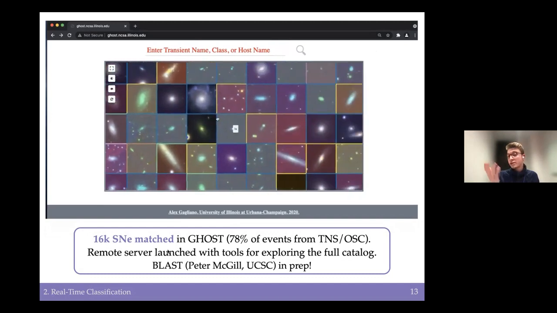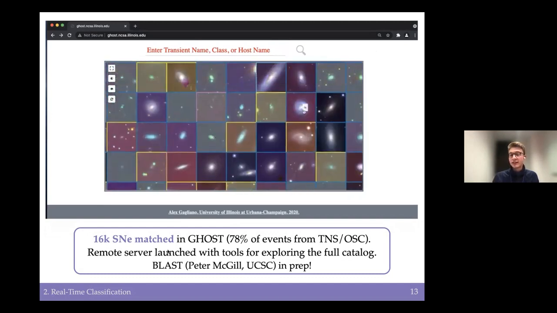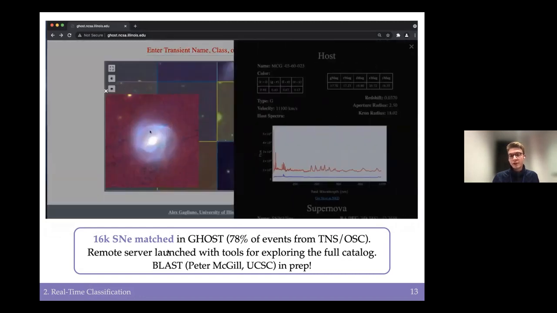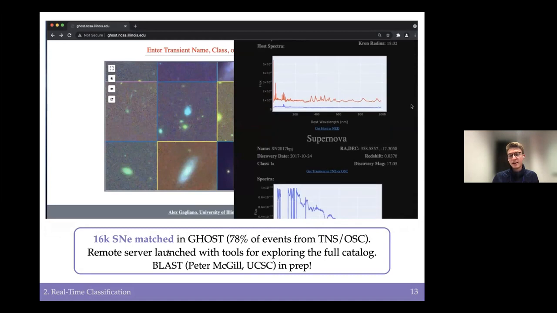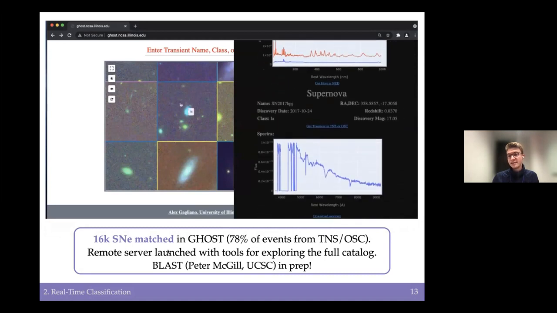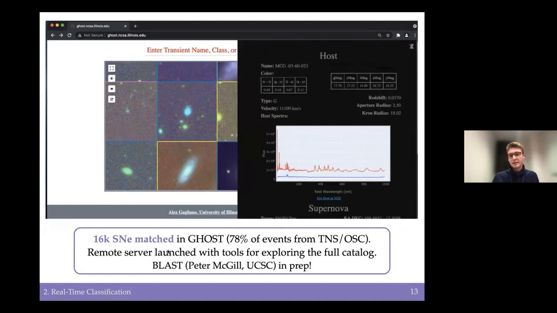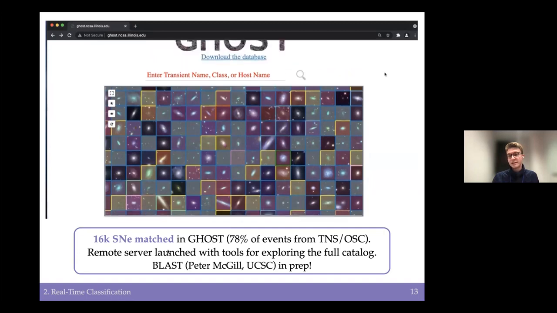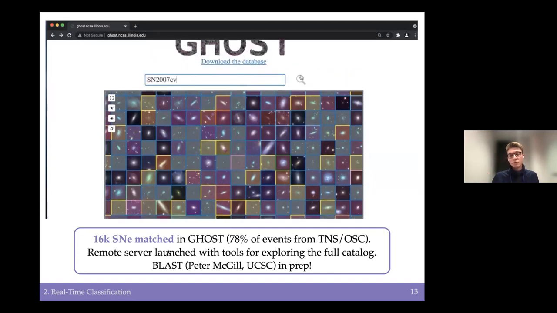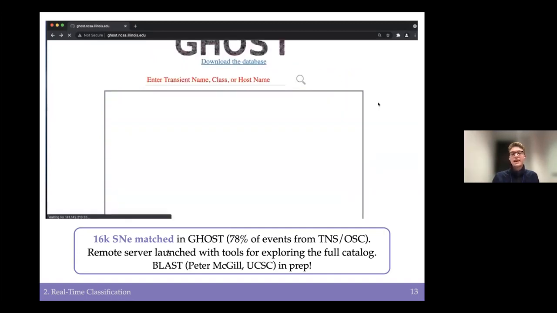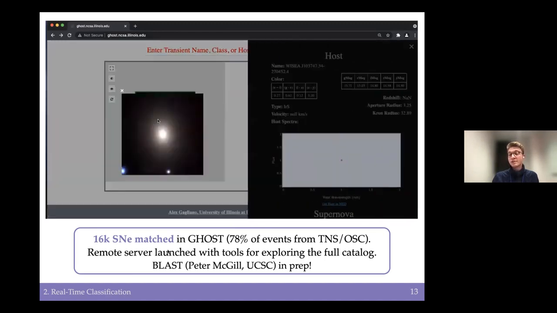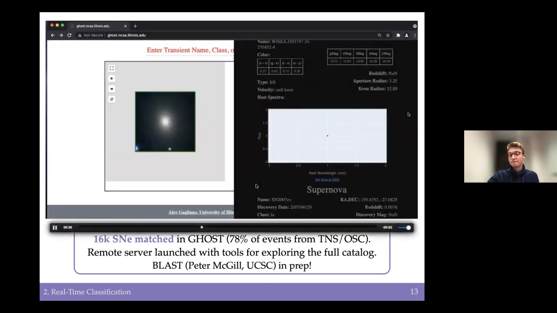But when it was launched, this is what the website did. You could very quickly look around for the host galaxies of different classes. You can click and it would provide information from NED and from TNS and OSC about properties of the host galaxy and the supernova. And the classes of each of the events correspond to the colors of the outlines of these images. So we built this big catalog, GHOST, and we can then go about exploring the statistical properties of the host galaxies from the Pan-STARRS catalog.